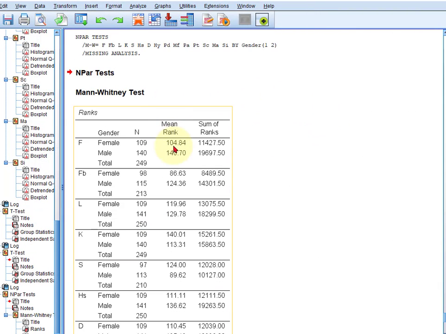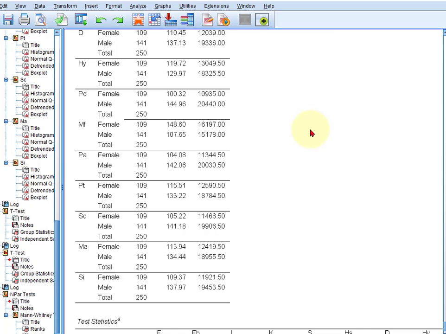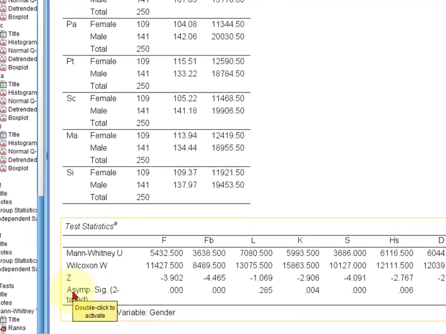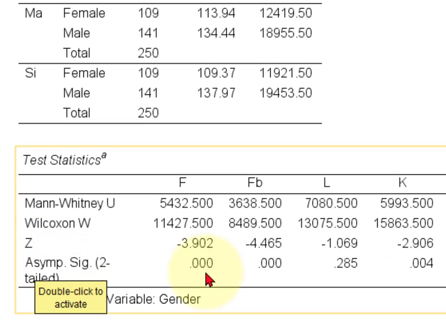It uses mean ranks and sum of ranks. So that's a huge thing. I'm not even going to try to explain it to you because I'm not sure I know it myself. But this is how you tell. Again, you look at the asymptotic significance value or the p-value. And if this number is less than 0.05, there is a significant difference.